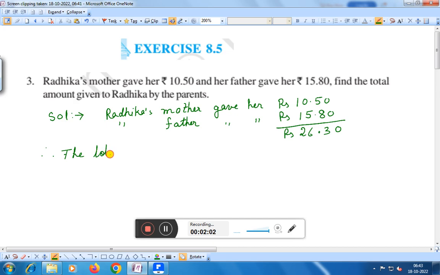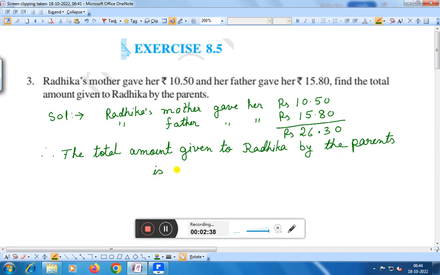Therefore, the total amount given to Radhika by the parents is rupees 26.30. Okay, this is the solution of question number 3.